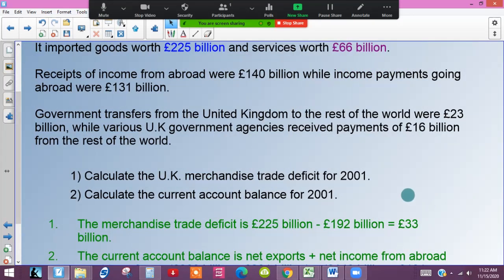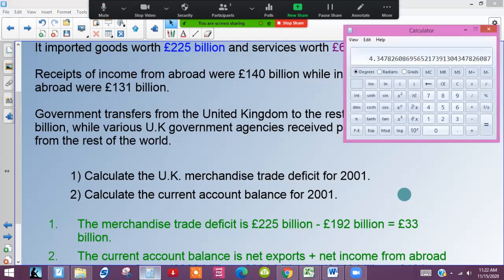Now, you could do it the other way around. You could say exports minus imports, 192 minus 225, and you would get a negative number, and that would be your deficit, right? So either way, okay.